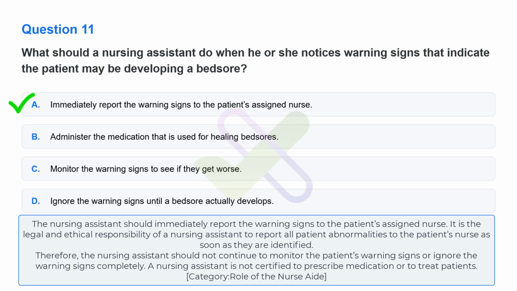Therefore, the nursing assistant should not continue to monitor the patient's warning signs or ignore the warning signs completely. A nursing assistant is not certified to prescribe medication or to treat patients. Category: Role of the nurse aide.